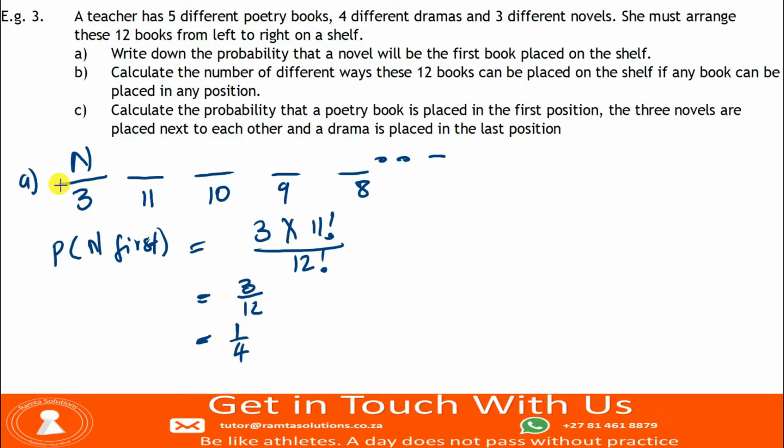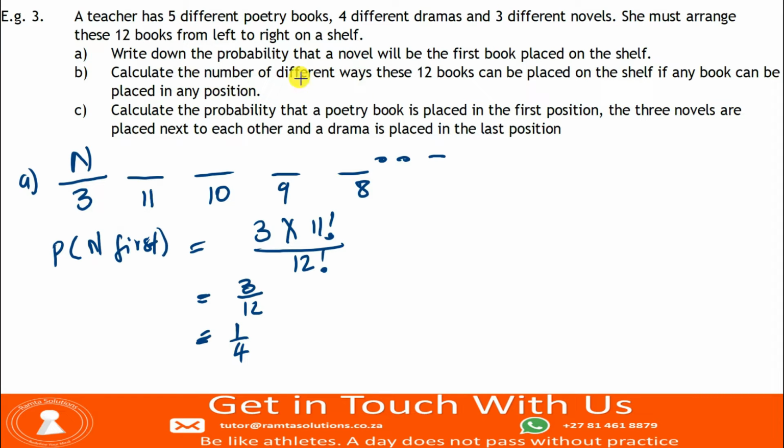Be careful. I did not say 3 factorial. I said 3 because there are only 3 options to choose from. I'm only taking one of the 3. Perfect. Now, they say calculate the number of different ways.